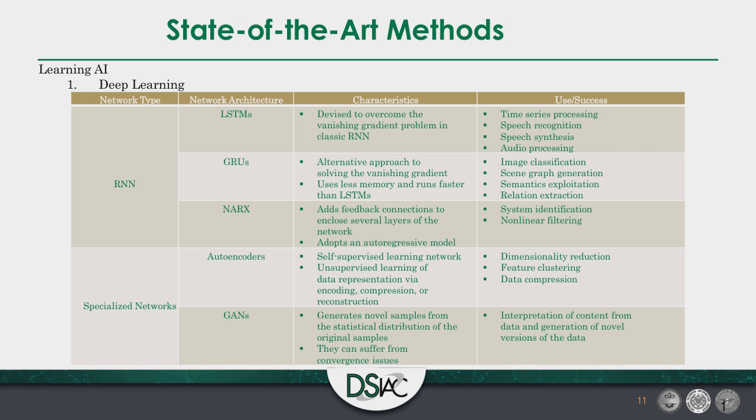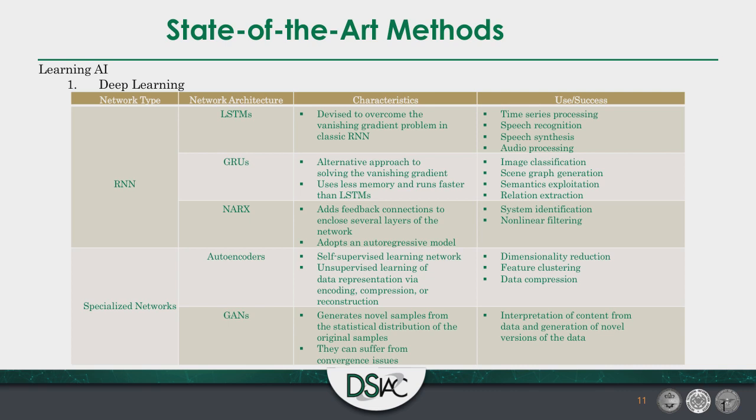It adds feedback connections to the enclosed several layers of the network and adopts an autoregressive model, which are time series forecasting mathematical models that have a regressor and are linear in nature. But having that structure in neural networks provides a far more capable algorithm, as it can be used in nonlinear problems in order to model a dynamic system, if you will. So again, it's for system identification of dynamic systems and nonlinear filtering.